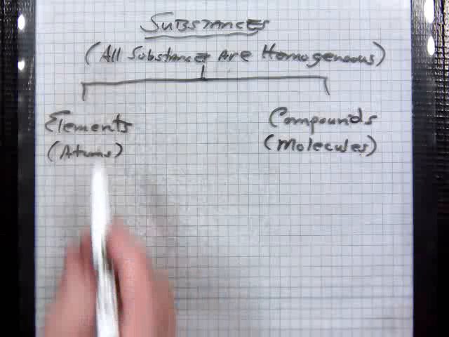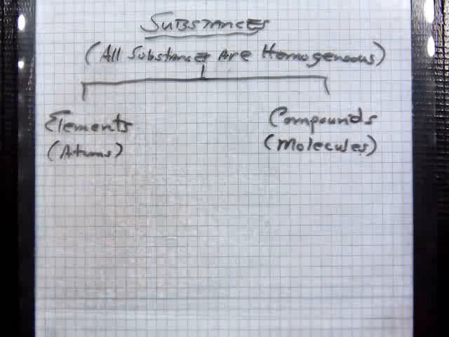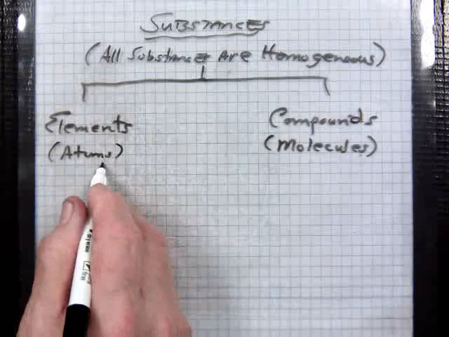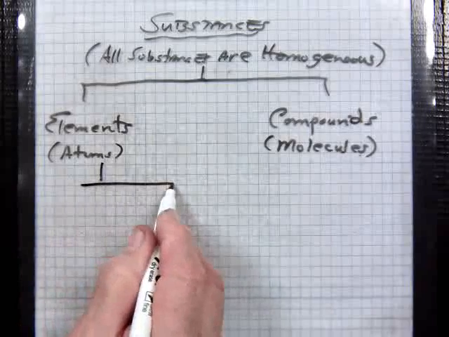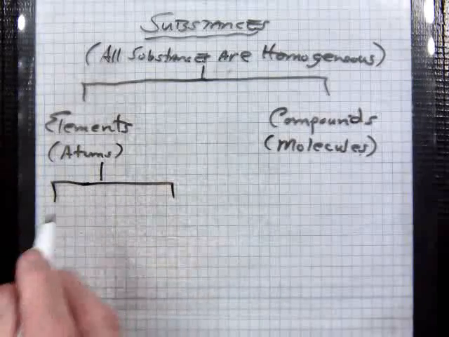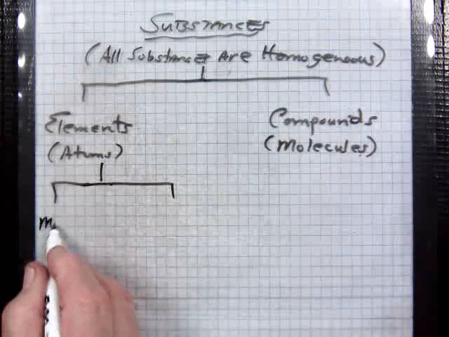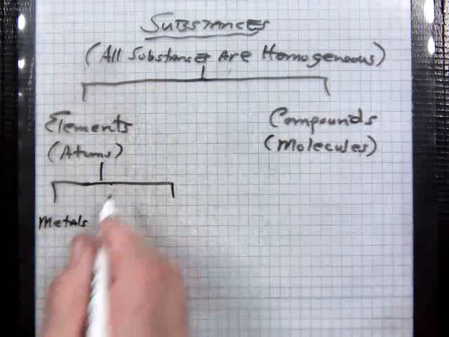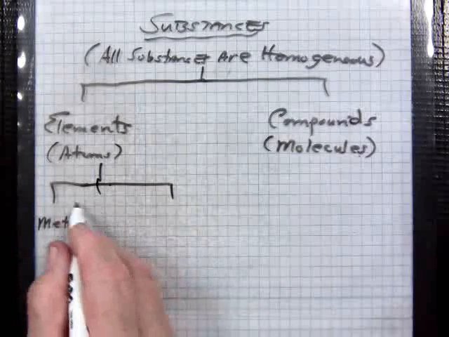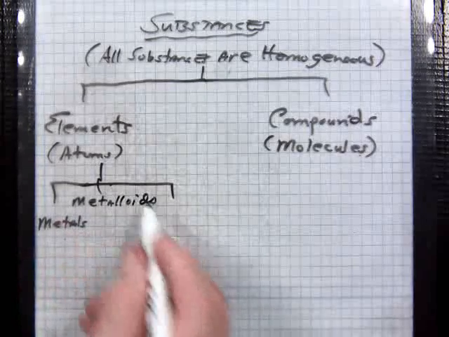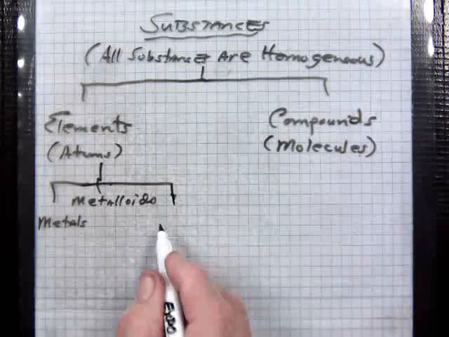Now, when we talk about elements and we want to break it down to even simpler forms, elements are broken down into three types, and we will get very detailed in this chapter on these types. You have metals, metalloids, and nonmetals.